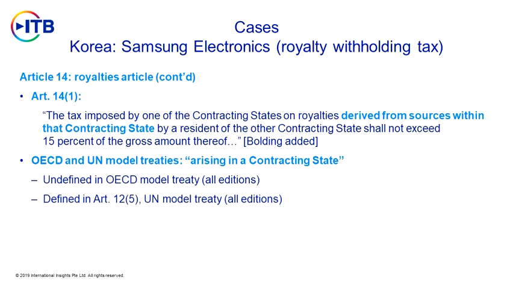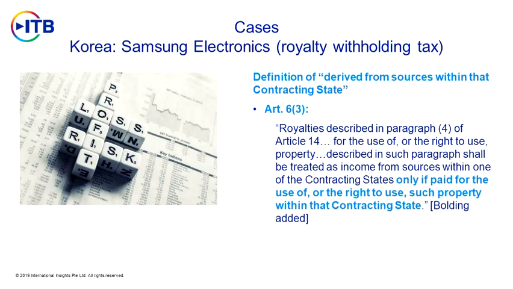And Article 14.1 relevantly says this: the tax imposed by one of the contracting states on royalties derived from sources within that contracting state by a resident of the other contracting state shall not exceed 15% of the gross amount thereof. That highlighted phrase, derived from sources within that contracting state, is unusual. The corresponding phrase in the OECD and UN model treaties is arising in a contracting state. That phrase is undefined in the OECD model treaty, but it has a definition in Article 12.5 of the UN model treaty. In the Korea-US Treaty, the phrase derived from sources within that contracting state is defined in Article 6.3.